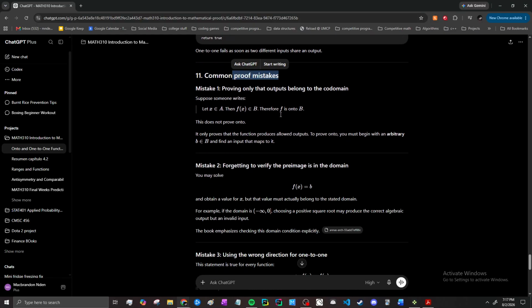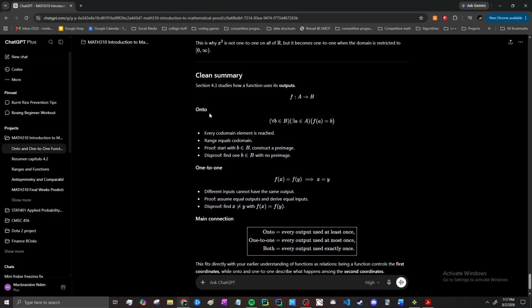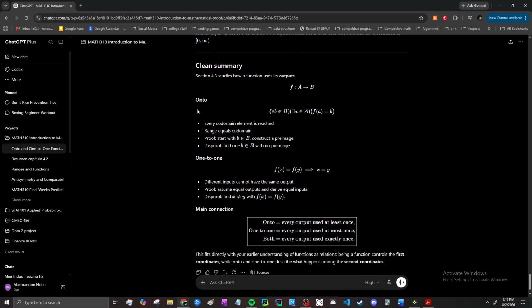Interpretation. Common proof mistakes. So, a clean summary. Onto functions: f of A equals B, every codomain element is reached, range equals codomain. Proof. And one-to-one means different inputs cannot have the same output. Proof: assume. Okay, I get it here.